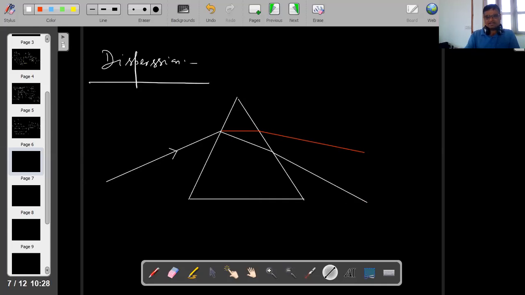This is what? Violet. Violet to red. Violet bends most, red bends least. Understand this? If you see the deviation here, this is the deviation of red light, and this is the deviation of violet light. All the 5 other colors you'll get in between. VIBGYOR. Another ray you are going to get here, like this.